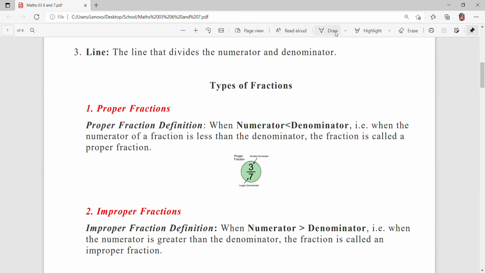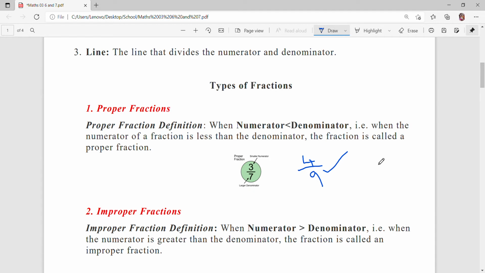Shall we take one more example? Four divided by 9. Is it a proper fraction? Yeah, it is a proper fraction because 9 is greater than 4. So 9 is the larger number, 4 is the smaller number. So it is a proper fraction.